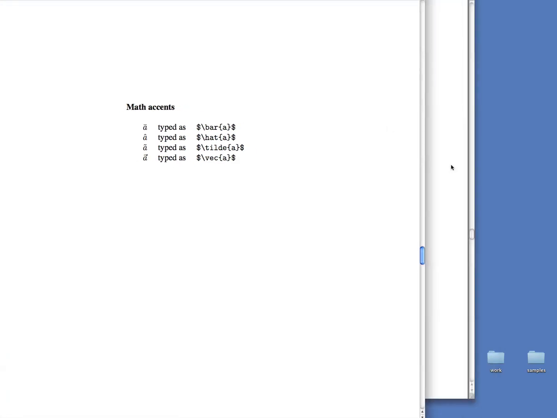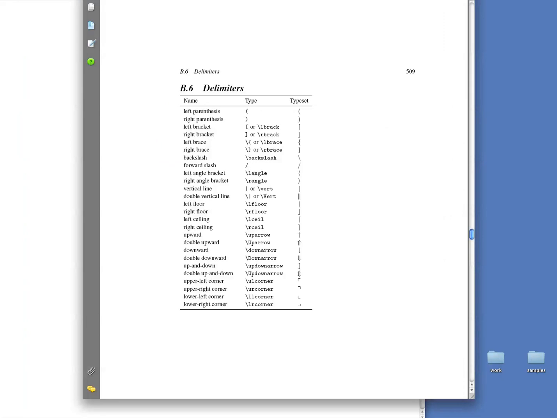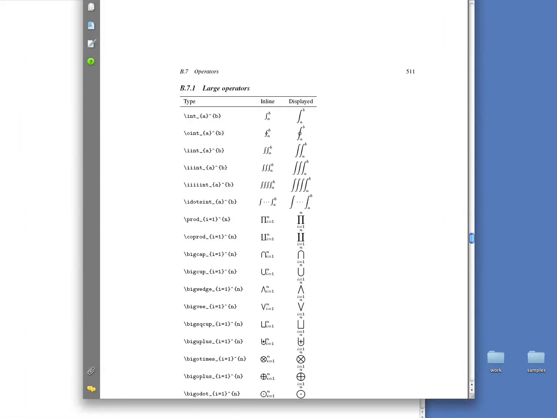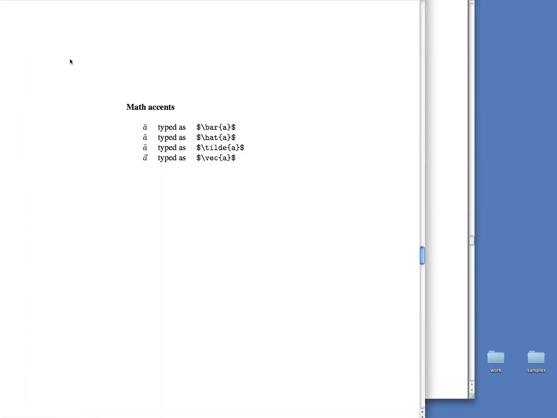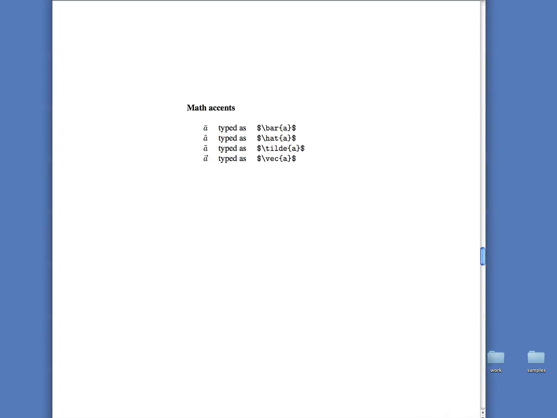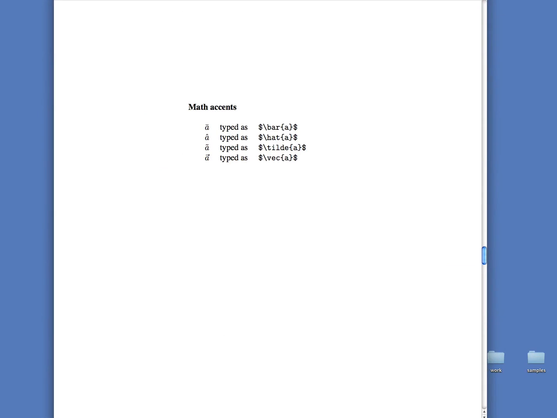And of course there are many more math accents than that. They are all listed in Appendix B8. Take a look at the list. There are 2 groups of them, and if you will need any of these, go back to Appendix B8 and look up the one that you need. Again, remember, math accents are always done with commands, and don't ever use a text accent in math.